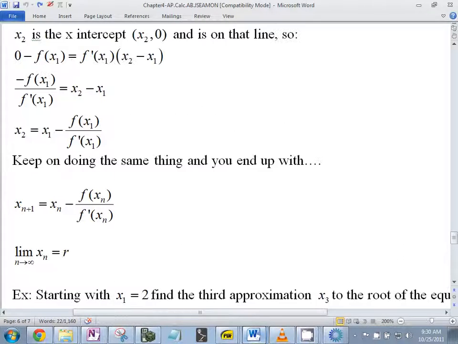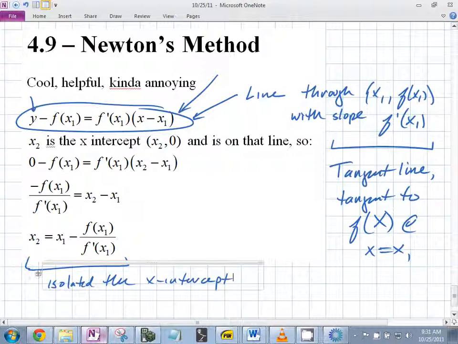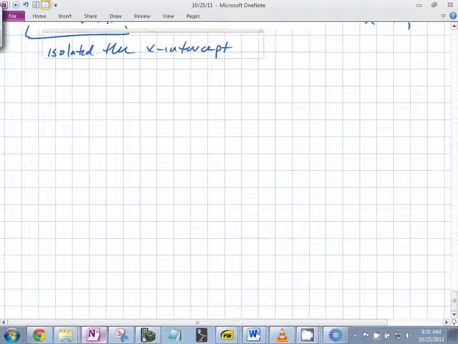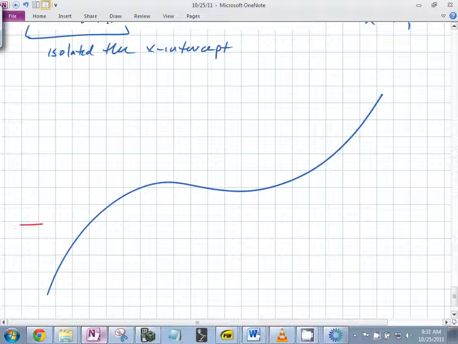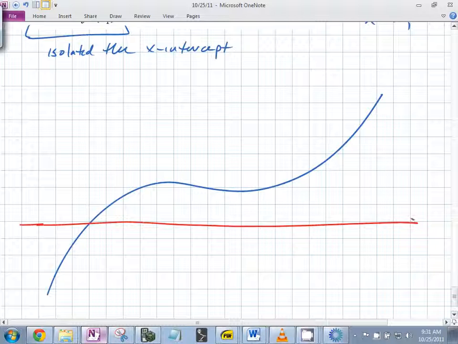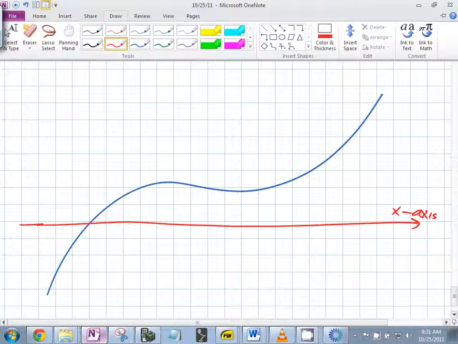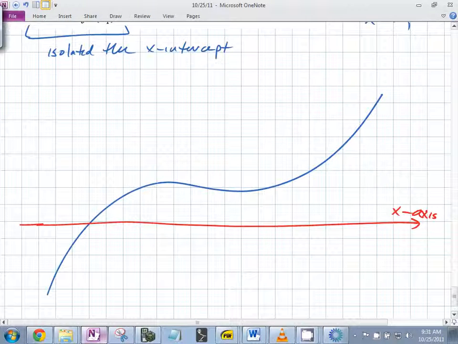What does that mean? It means we had some function. Here it is. Here is the x-axis. What did we just do? We picked an x value, right? We picked some x value. Let's say we picked this x value. We'll call that one x1.